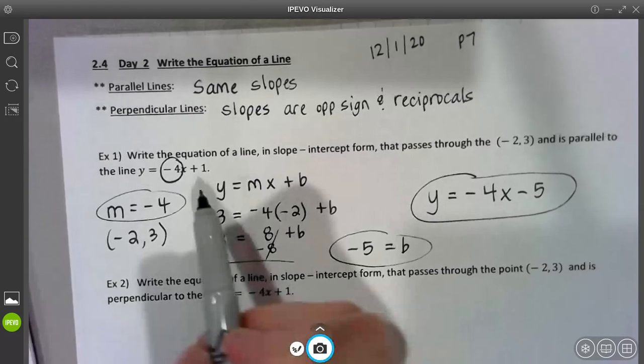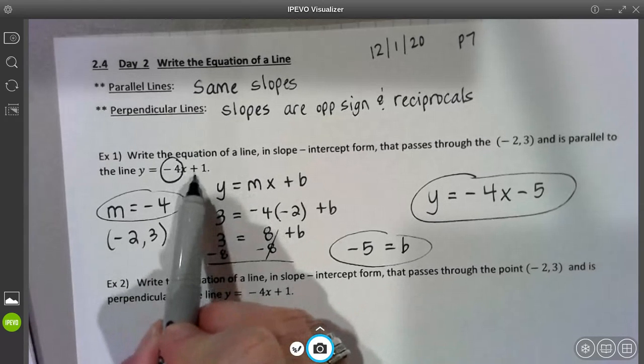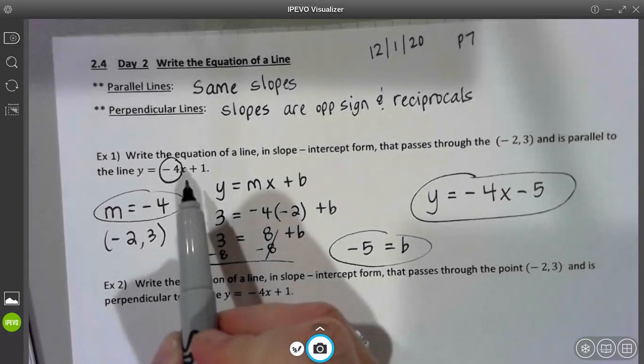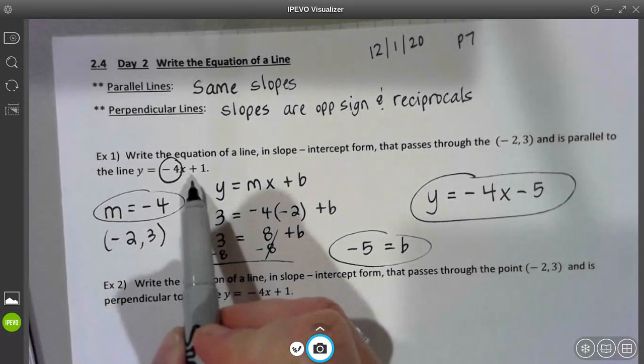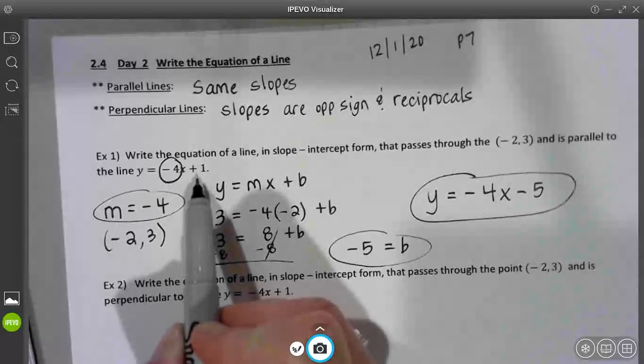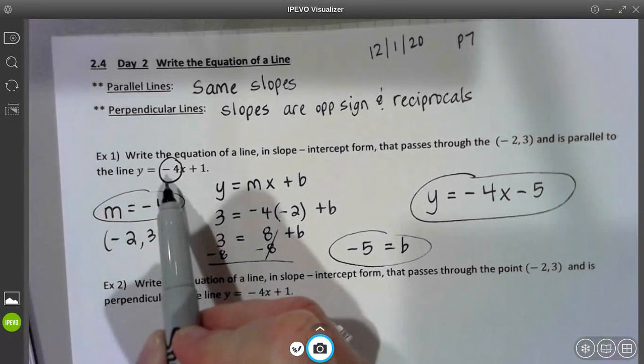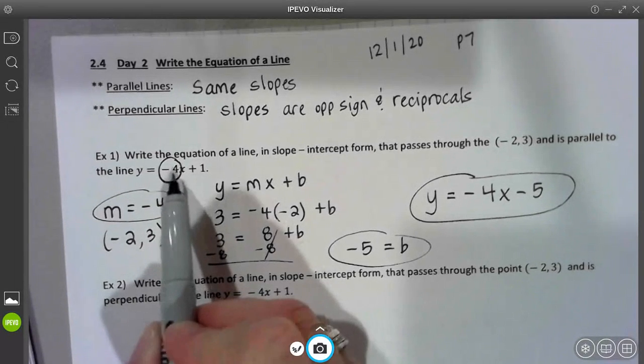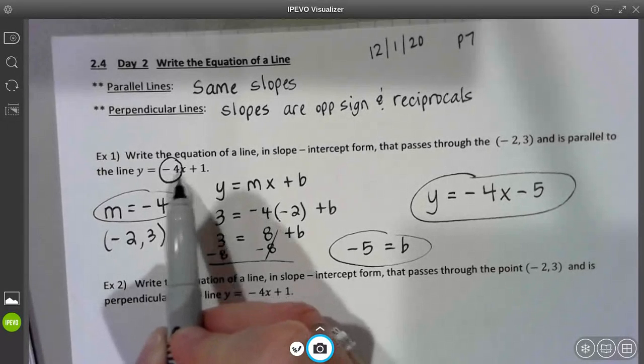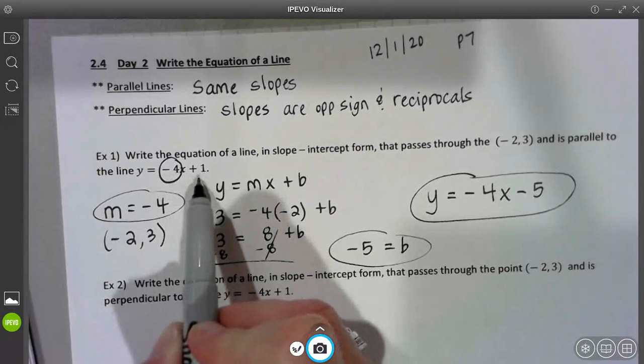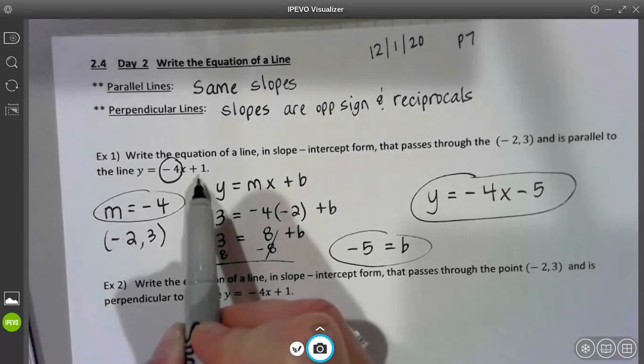Now again, if everybody notices, the +1, that is this line's y-intercept, guys, it is useless information to us. We are never going to use the y-intercept from the given line. The only piece of information we are ever going to need from this line is its slope. So don't even worry about his y-intercept. It doesn't mean anything to us, okay?